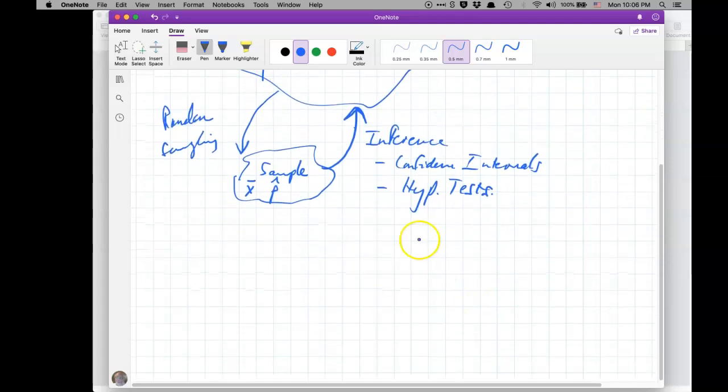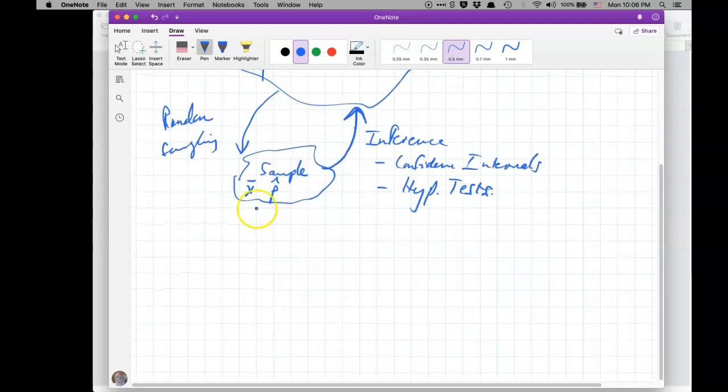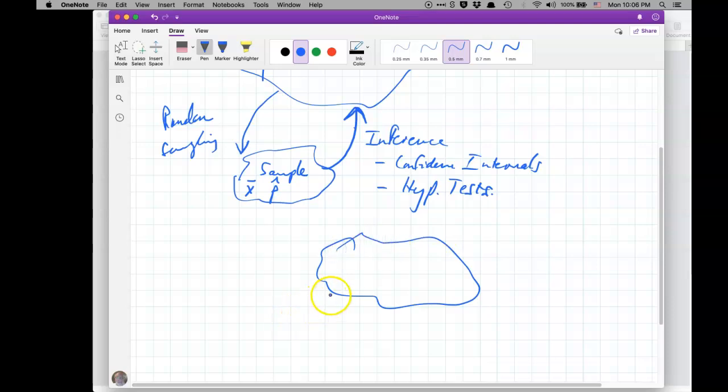Now with this section, as we're getting into sampling distributions, what we're going to be considering is the idea of sampling from a population. So here's our population, and we're going to consider what happens if we drew samples repeatedly.